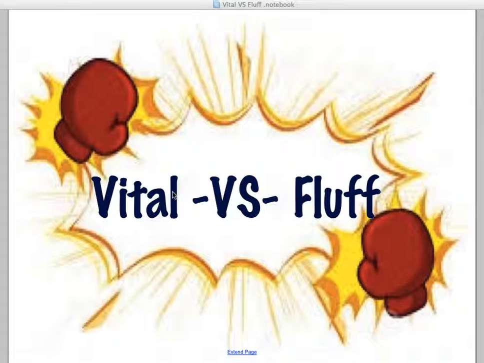Today you will be learning about vital information versus fluff information. Now this will be in regards to doing an extended response in the case of Park. So we're going to look for information that seems important to our question versus information that is just thrown in there as an extra.